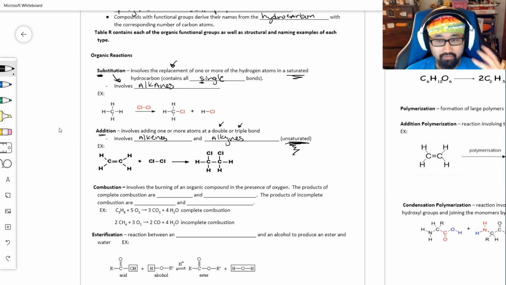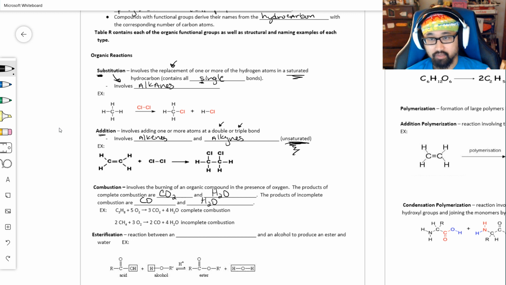Combustion is everyone's favorite. Burning stuff. Fire. Fire is combustion. It's an organic reaction. The products of complete combustion are CO2 and H2O, carbon dioxide and water vapor. This would be like wonderful, lovely, perfect combustion. CO2 and H2O. Incomplete combustion happens more frequently. It's carbon monoxide and water vapor. Most commonly, you have a combination of the two. The more incomplete the combustion, the more wasted material you have.